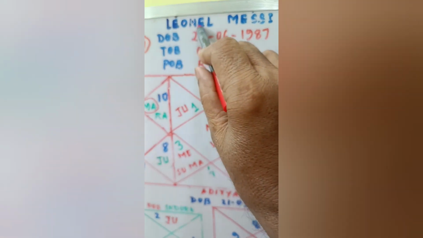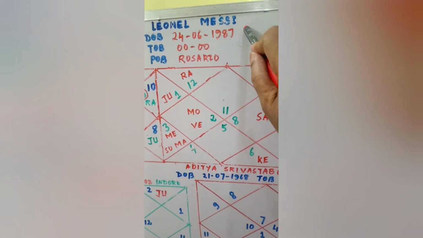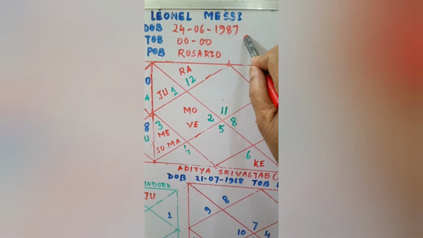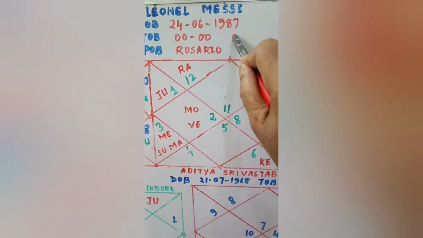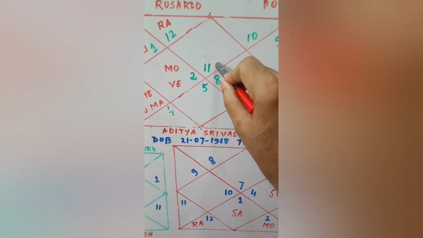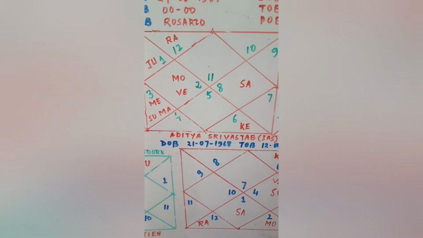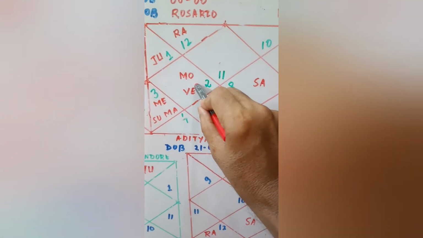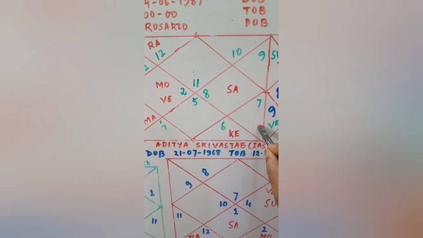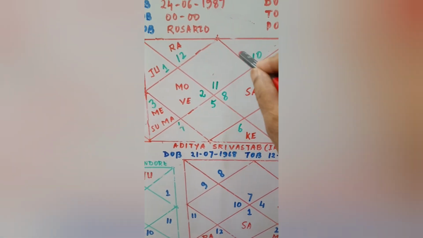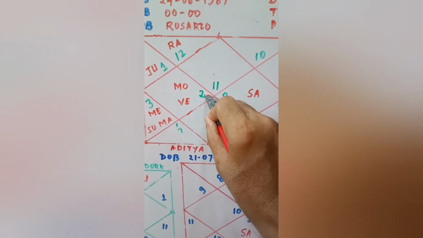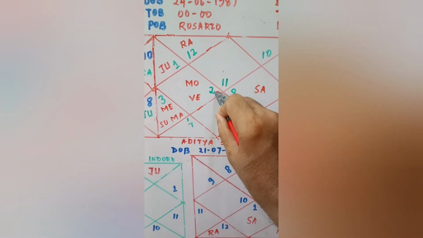Coming to the chart of Lionel Messi, at present the best footballer of the world. Date of birth 24 June 1987, time of birth 12 a.m. midnight, Rosario, Argentina. It is Aquarius ascendant, Kumbha Lagna, and the zodiac here is Taurus. Now what happens in this chart? The ninth house lord is Venus, and Venus is posited in the fourth house in its own sign. So the ninth house lord is well placed in the fourth house.